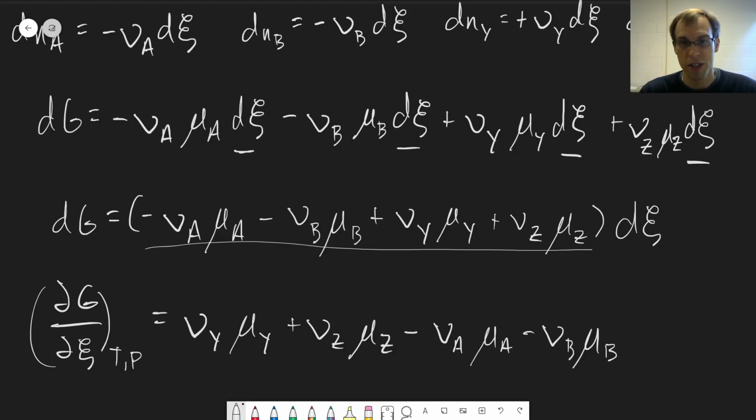If we start with, for example, just reactants, dG/d psi will tell us, as the reaction proceeds, whether G is increasing, decreasing, or staying the same. What we want to understand is that if dG is negative, then the reaction will proceed and be spontaneous until we reach equilibrium, when dG/d psi equals 0, and that'll happen at some particular value of psi, some certain extent of the reaction.